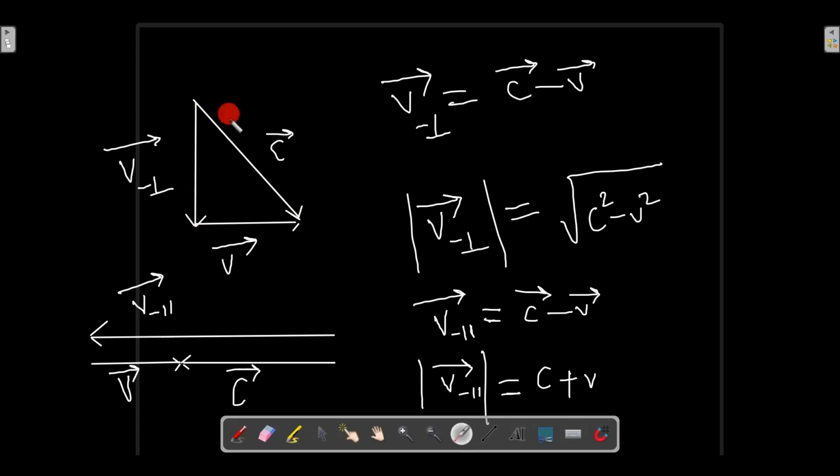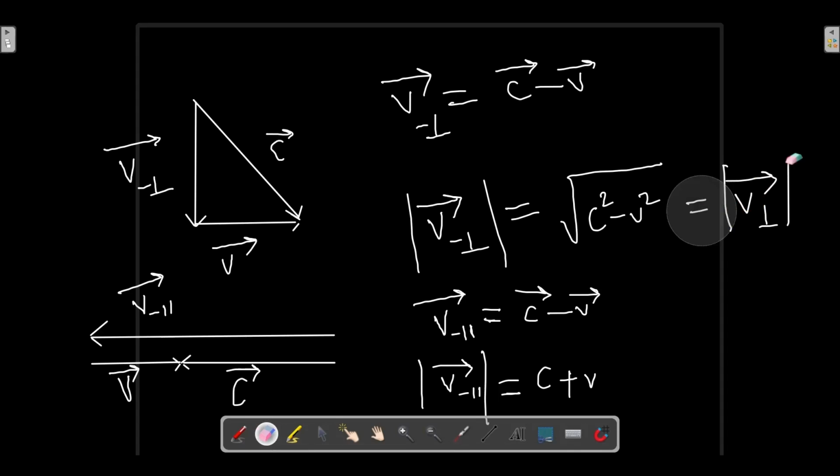After looking at this particular triangle, what will happen? The V minus perpendicular vector will be equal to square root of c square minus v square, and similarly the V minus parallel vector will be equal to c vector minus v vector. Looking at these two figures we can certainly say this. Over here a right angle triangle is formed, so the magnitude of V minus perpendicular came out to be the same. That's what I was saying.